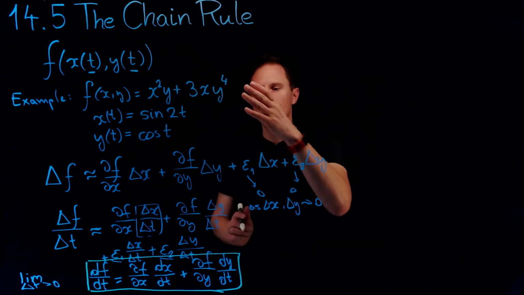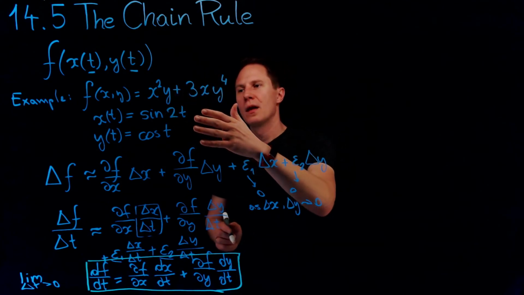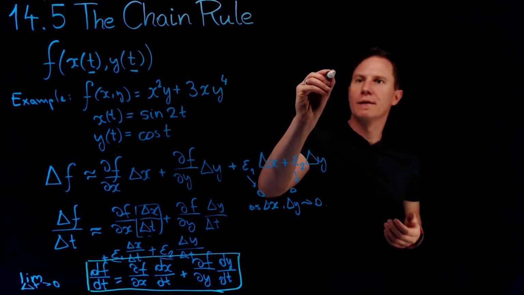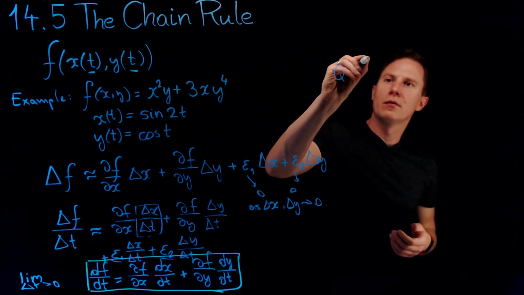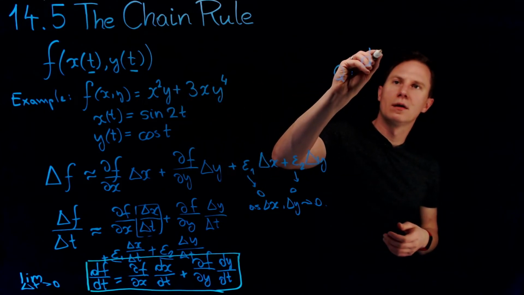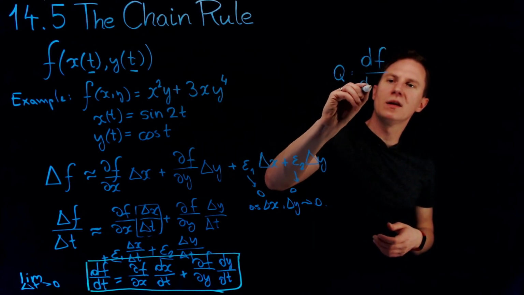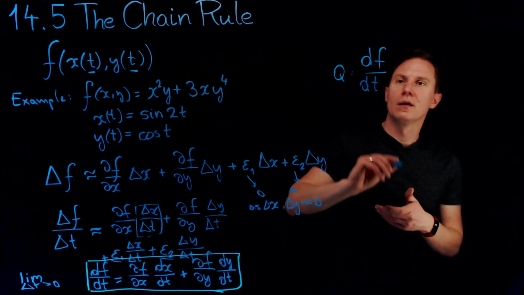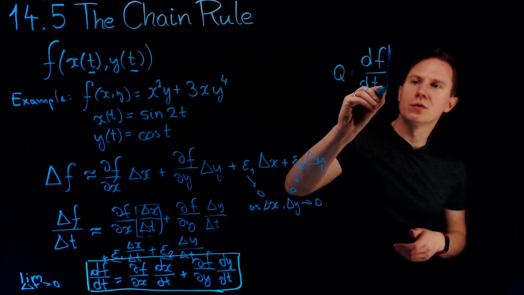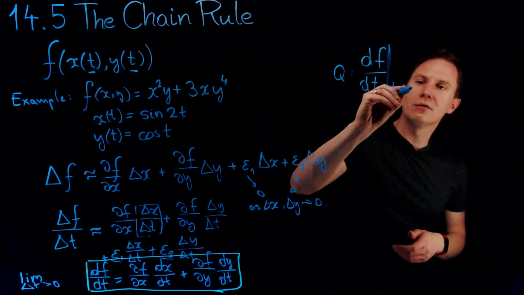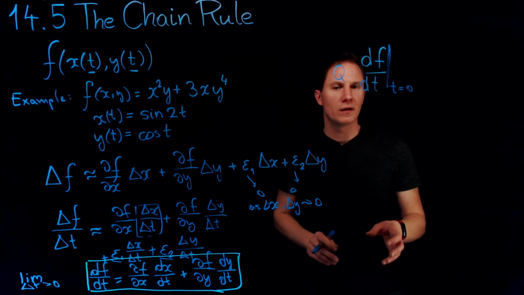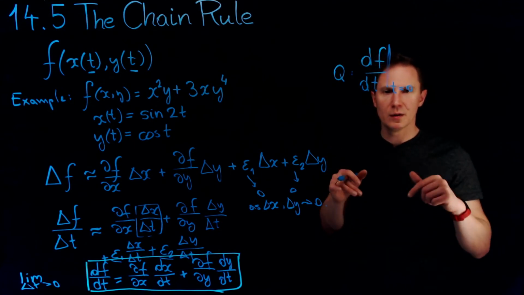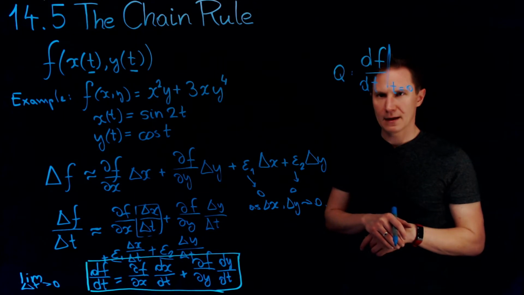So let's go back to this example, and I'll ask you to compute, with that function, its derivative with respect to t at t equals 0. Using the chain rule, compute this derivative at t equals 0. Pause the video and input your answer below. Okay, I hope you paused it.